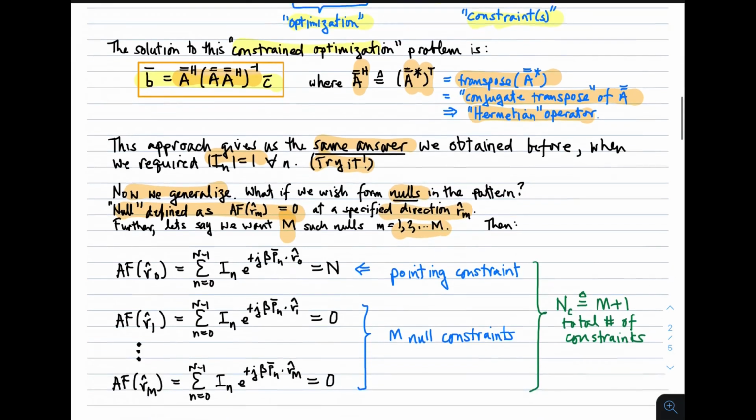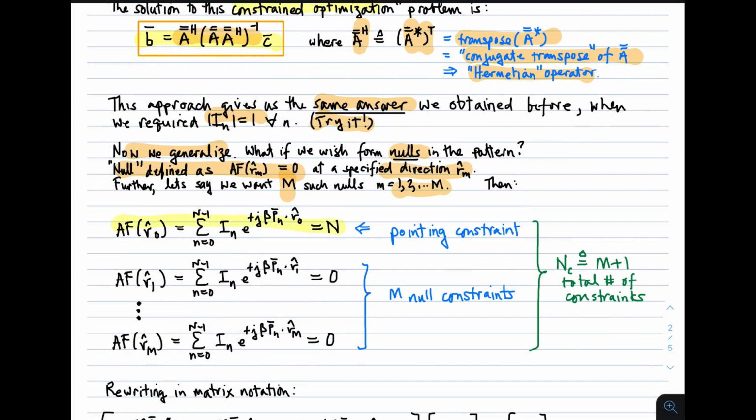And then we get this. We get our original equation, which was the pointing constraint. This was the thing that gave us maximum gain in the direction r hat sub naught. But now we can write M additional equations, one for each of these directions, r hat sub 1 through r hat sub M. And in each case, instead of that being equal to N, it'll be equal to 0, because we want a null, 0 value in that array factor in that direction. So now we have M plus 1 equations, and a total number of constraints equal to N sub c.